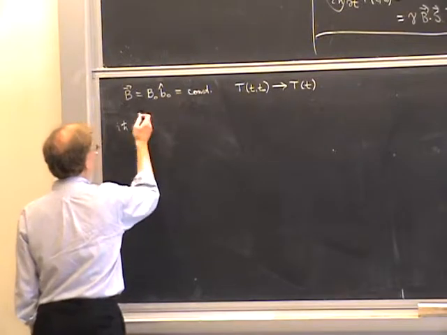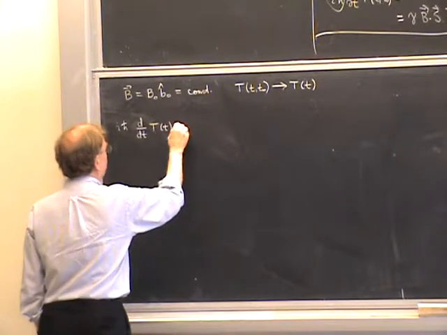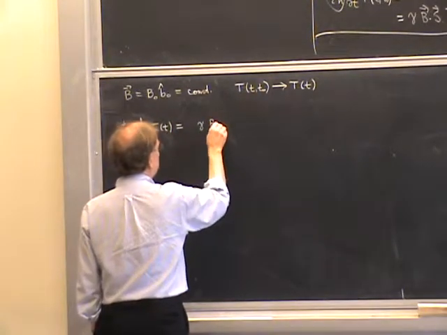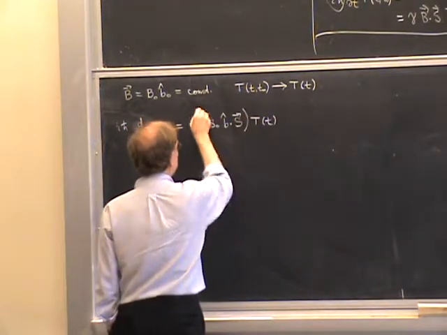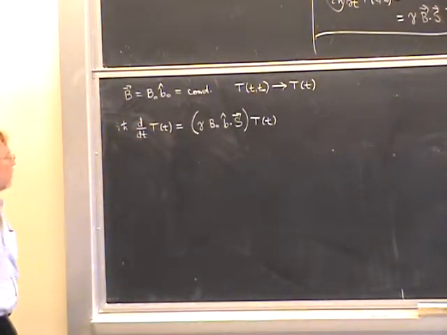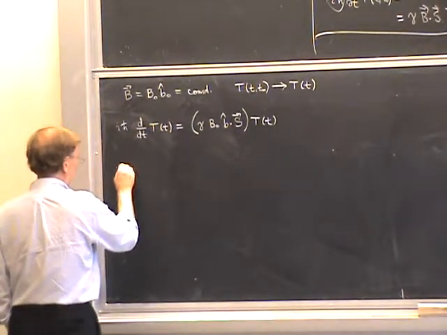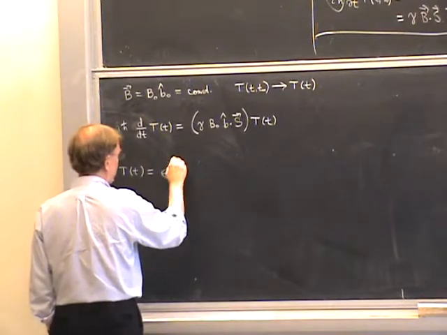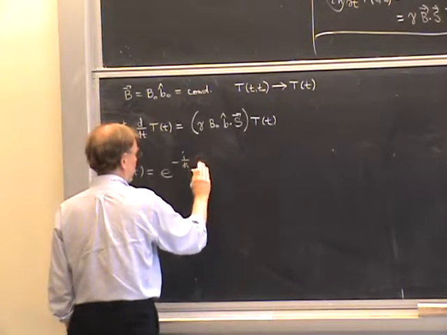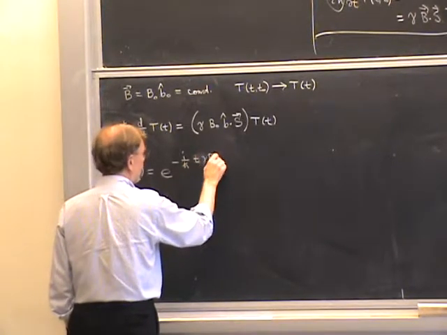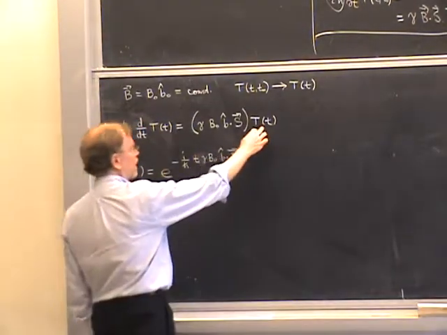So in this case, the Schrodinger equation for U of t is i h bar times the time derivative of U of t equals gamma times B0 times B hat, divided by the spin S, times U of t. And this equation is now easy to solve because this prefactor does not depend on time. What you get is that U of t is the exponential of minus i over h bar times gamma t times B0 times B hat dotted into S. This is assuming that U of 0 is the identity.